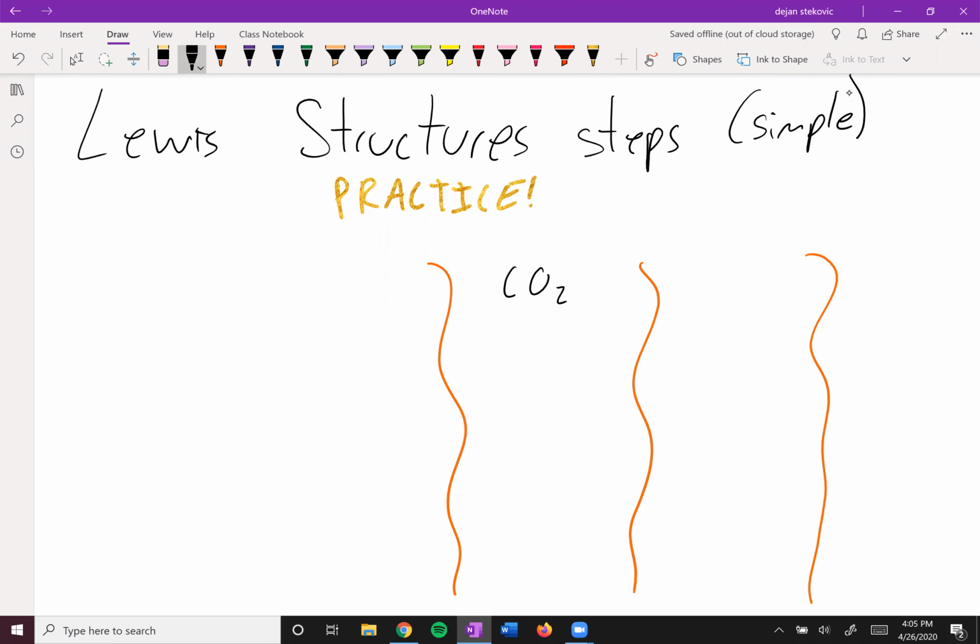So we'll do CO2, C2H4, and hydroxide, so OH minus. So we'll draw the Lewis structures of those. So the first thing you want to do is you want to count the total valence electrons.